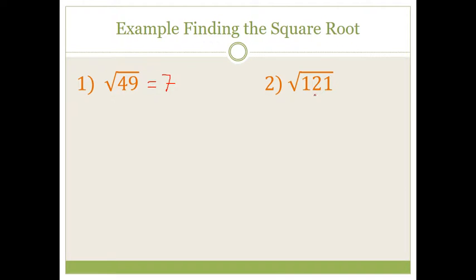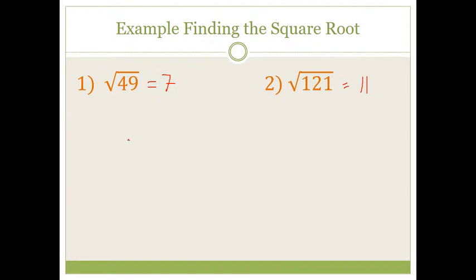Alright, so how about 121? Let's find the square root of 121. Well, I start going through my integers and seeing if it's a perfect square. And I do in fact recognize 121 as a perfect square. 121 happens to be 11 times 11. So the square root of 121 is 11.